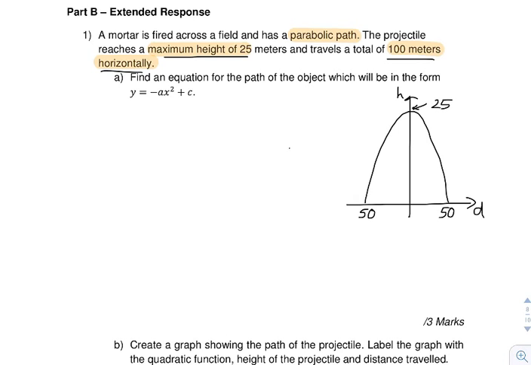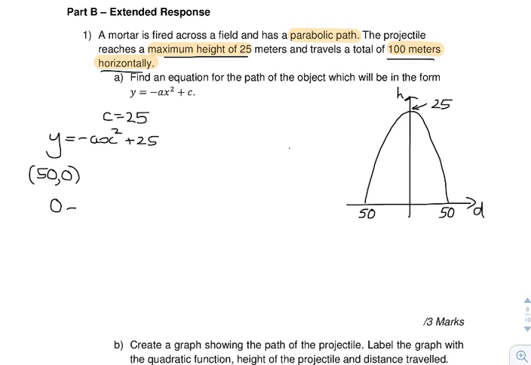This means that I have points that I can use. I have a point, which is my y-axis intercept, at (0, 25), and I have 2 points, one at negative 50 and one at 50. So to find the equation, I can use these. Because I know that the y-axis intercept is 25, I can just read off what c must be. So c is going to be 25. Leaving me with a general equation of y equals negative ax squared plus 25.